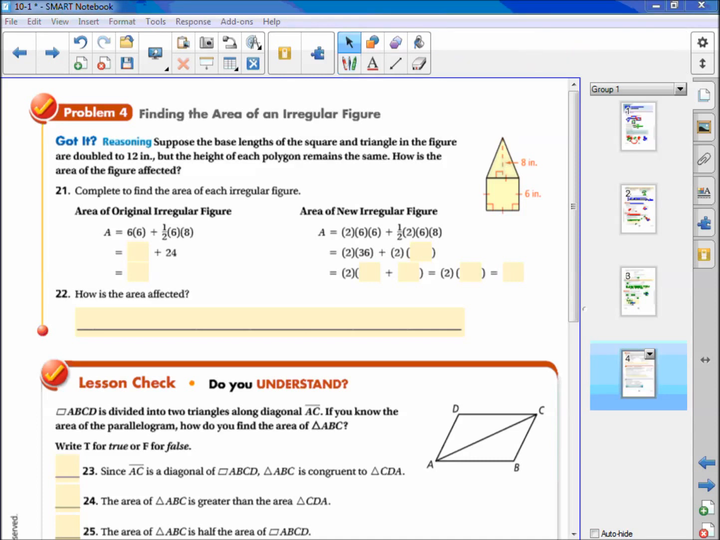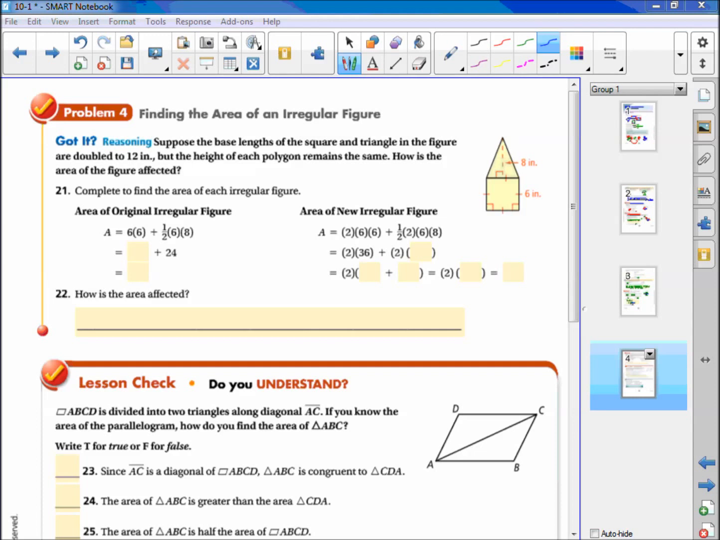Okay, problem number 4 on the top of page 4, we have finding the area of an irregular figure. So irregular figure just means it's no basic shape. It's not a rectangle or a square or a triangle or a parallelogram. It's some extra thing. And whenever we have these, we just break them into the shapes that we know. So in this case, we can break our irregular figure into a square and a triangle. Okay. All right, so here's our problem.